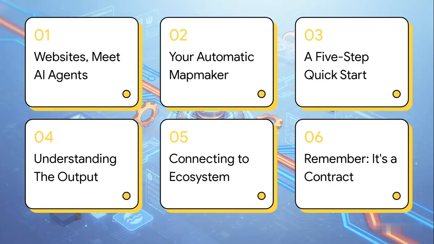Here's the game plan for today. We'll start with the main challenge. Then we'll meet our automatic map maker. I'm going to walk you through a super simple 5-step quick start. We'll look at the files it creates, and then see how to plug all that into an AI ecosystem. And finally, we'll land on one really crucial concept you've got to remember.